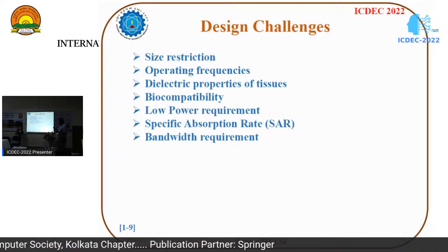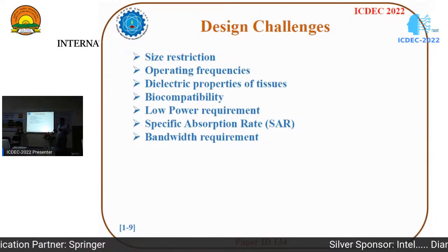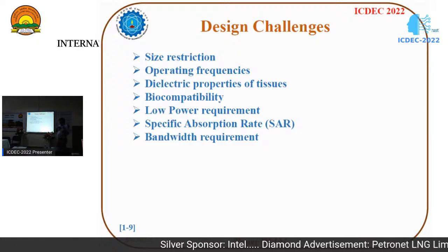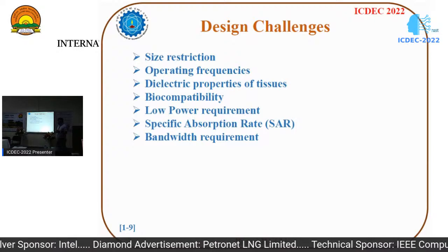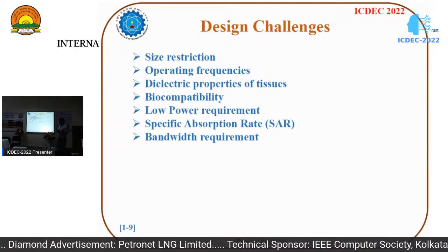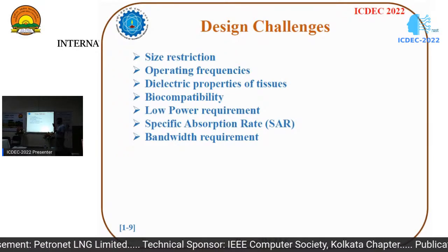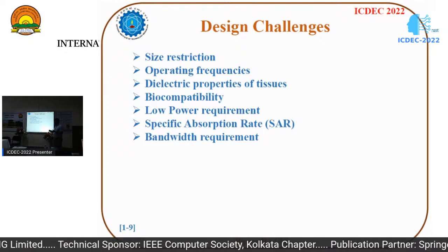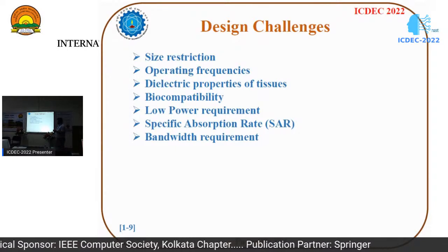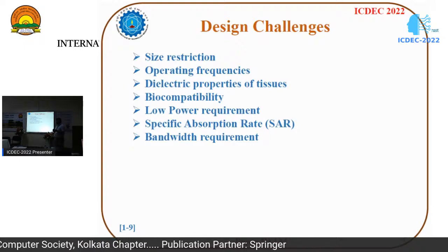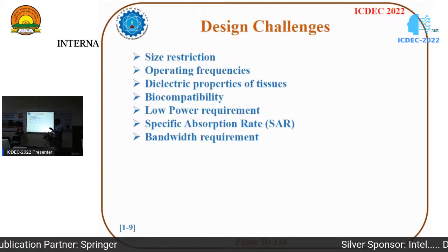And specific absorption rate: whenever our tissue is exposed to an electromagnetic field, some amount of energy is absorbed by the tissue, which can cause heating of the cells. If it reaches a limit, then the cells will die. That also we have to preserve. For that, I have an IEEE standard in the reference. IEEE restricts us to 1.6 watt per kg for 1 gram average and 2 watt per kg for 10 gram average. And the bandwidth requirement.